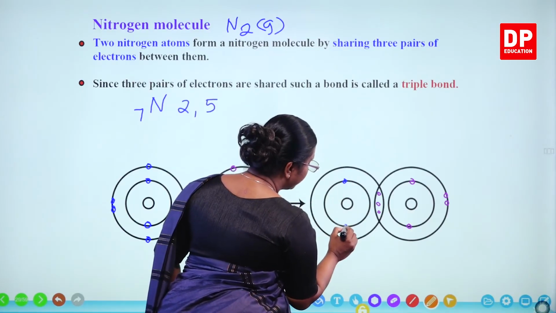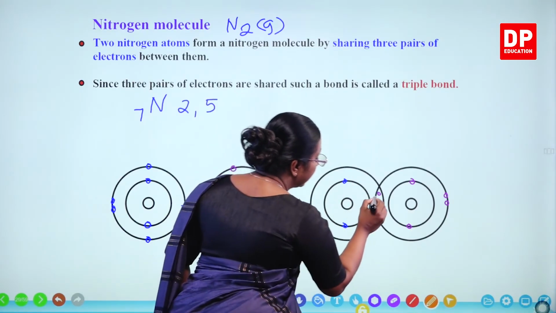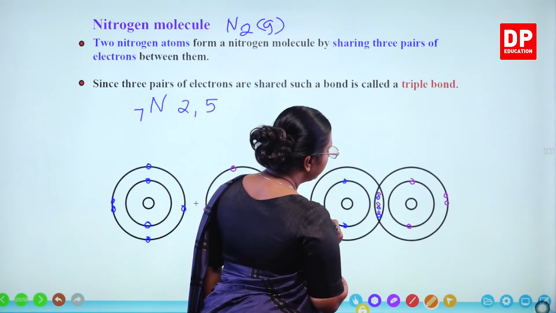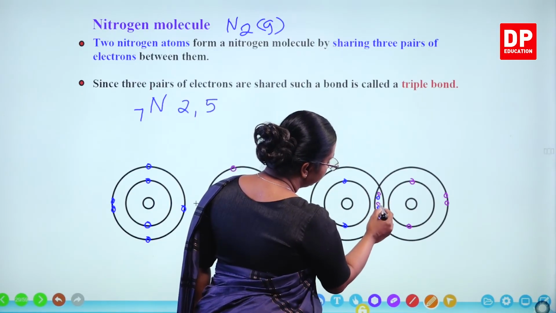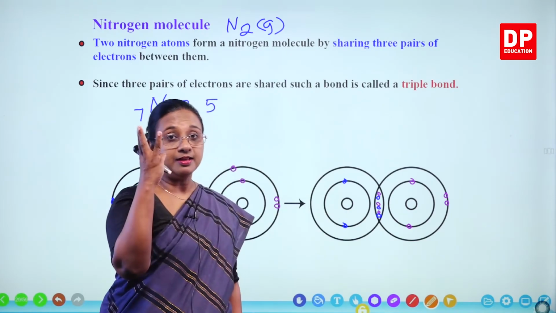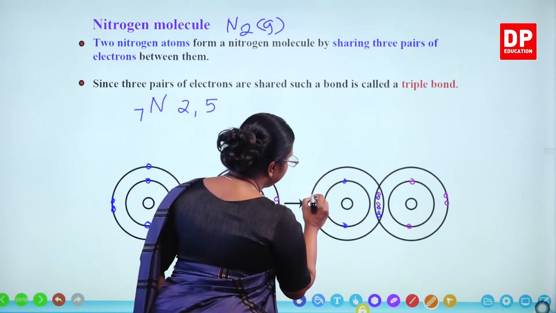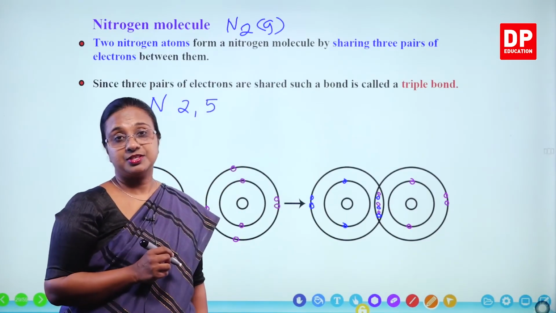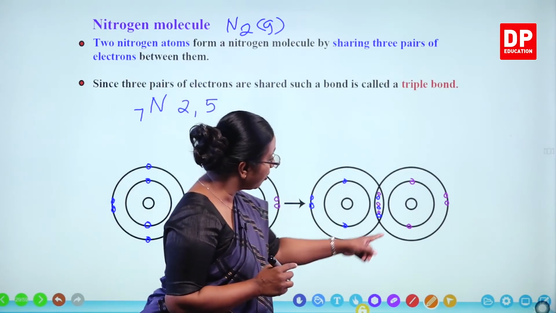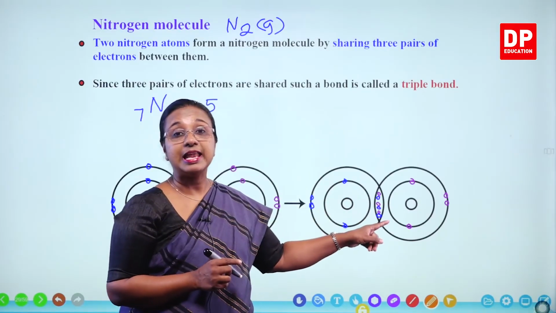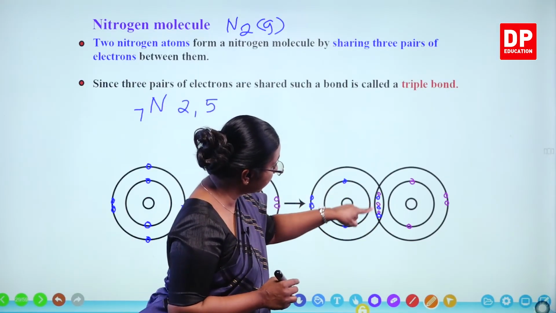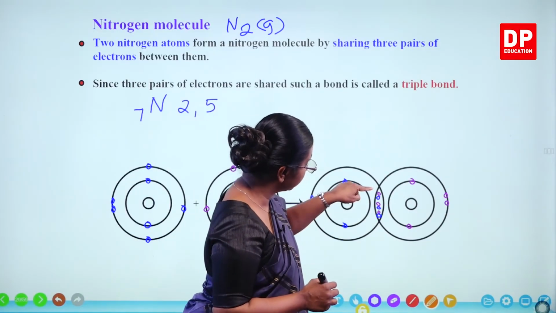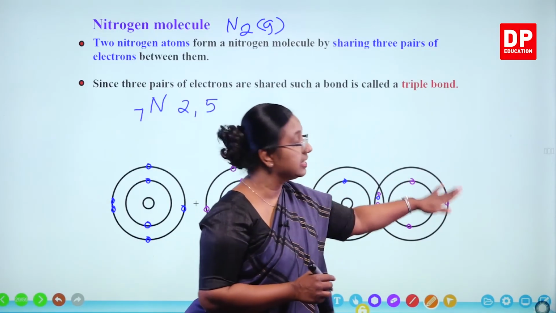That also has 2 electrons in the first shell. So this will contribute 3 electrons for the bond. So can you see 2, 4, 6 electrons are there? The triple bond. And there will be a lone pair on this nitrogen. So now if you count the total number of electrons, 2, 4, 6, 8. So complete shell. Same goes for this nitrogen, 2, 4, 6, 8.